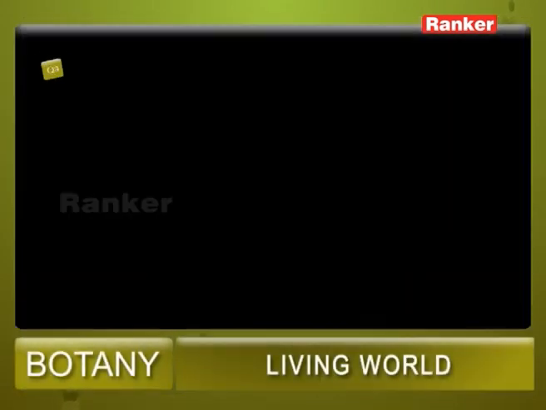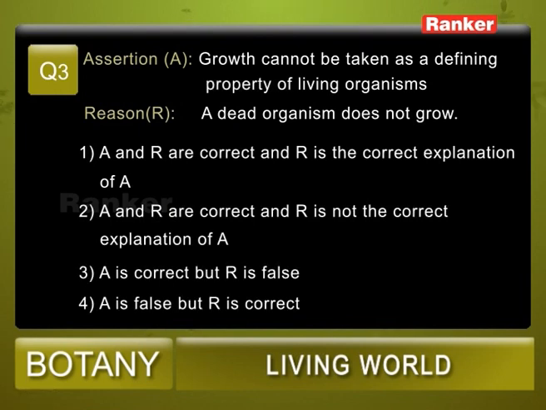Question number 3, assertion: Growth cannot be taken as a defining property of living organisms. Reason: A dead organism does not grow. Options: 1. Both A and R are correct, R is the correct explanation of A. 2. Both A and R are correct and R is not the correct explanation of A. 3. A is correct but R is false. 4. A is false but R is correct.